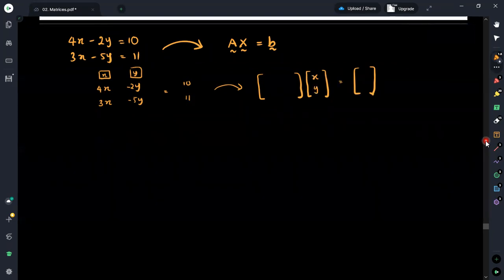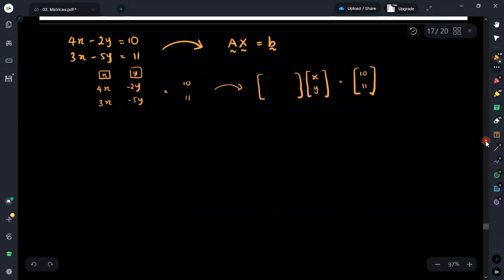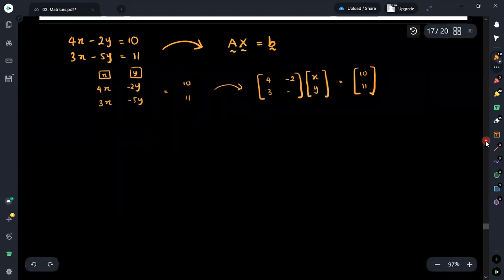On the right hand side of the equation, I have the constant terms. Therefore, I have the values 10 and 11 here. Now I need to write down the coefficient matrix, which is named A. Since I have used the first column as x and the second column as y, I can directly write down the values inside the matrix as they are. It is 4, -2, 3 and -5.